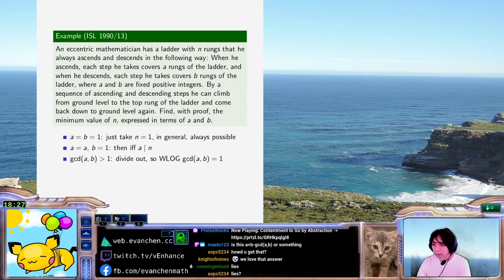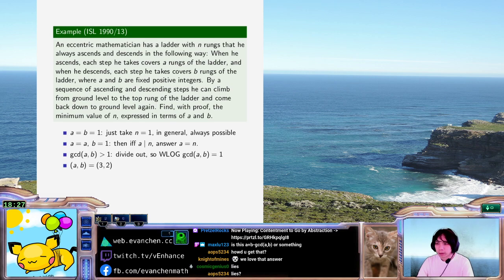Alright, so now let's do one non-trivial case. Let's do (a, b) is like (3, 2) and see if the guess that we had is reasonable. So wait, hang on. Yeah, I agree that I think n equals 4 is best possible. I am curious whether we can characterize all n.